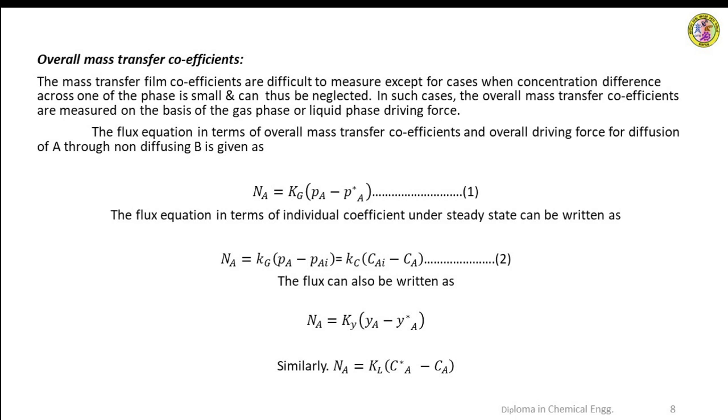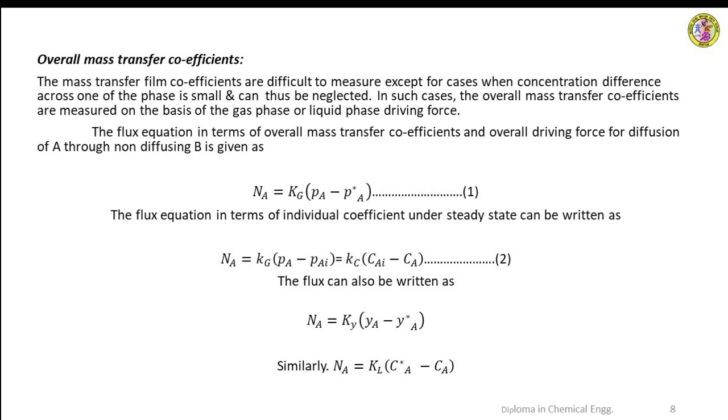So that is equal to again the rate at which the transfer takes place from the interface concentration in the liquid phase to the bulk liquid phase concentration. So that is equal to Kc into Cai minus Ca. So this equation clearly shows that the concentration is varying from Pa to Pai, from the bulk of the gas phase to the interface. Then in the same way, in the liquid phase, the concentration is varying from Cai, that is the interface concentration, to the bulk liquid phase concentration Ca.